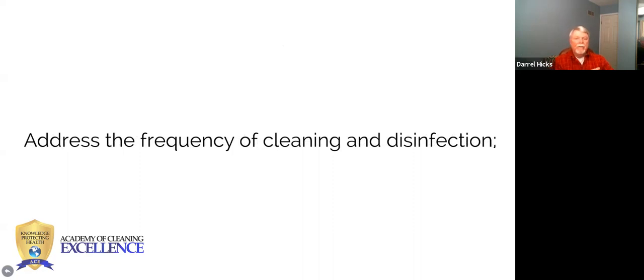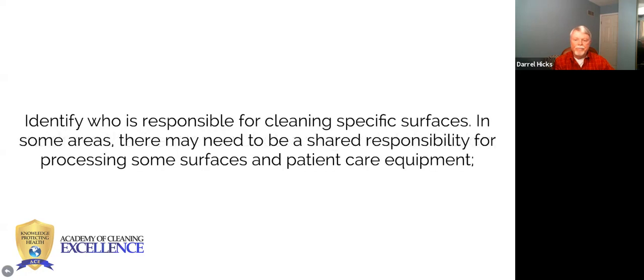And then you have to have the frequency of cleaning and disinfection, and we're going to talk about that in the steps of processing patient rooms. It's really key here because there are a lot of pieces of patient care equipment. It could be in those patient rooms, it could be anywhere in the facility, but who actually is responsible for cleaning and disinfecting each one of those pieces of patient care equipment? That is something that needs to be identified.